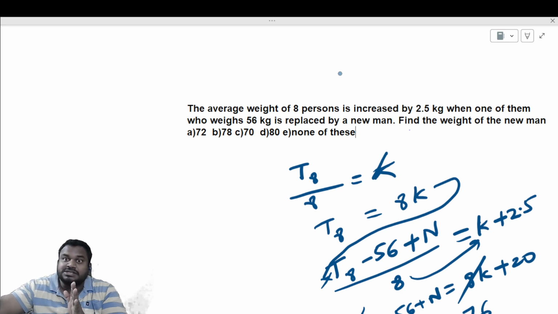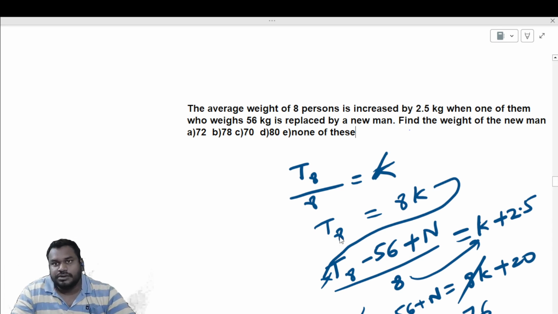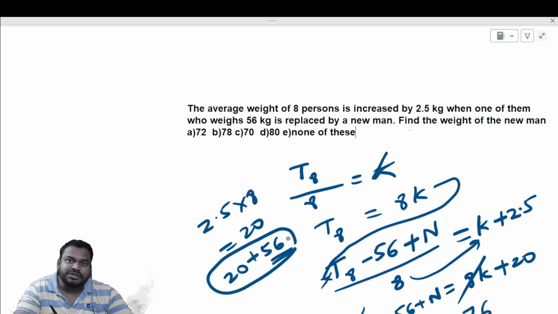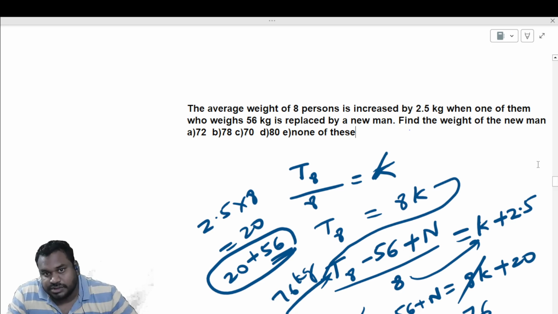Because of that extra, the average will increase by 2.5. So 56 plus 20, 76 is the answer. Like that, without solving also you can say 2.5 into 8 is equal to 20. And this 20 should be added to the weight of the person who left, 56. 56 plus 20, 76 is the answer. And also you can solve it. This was given in CGL. This is not a CAT question.